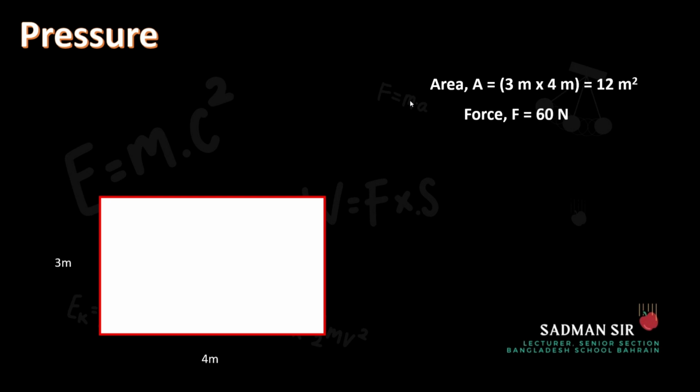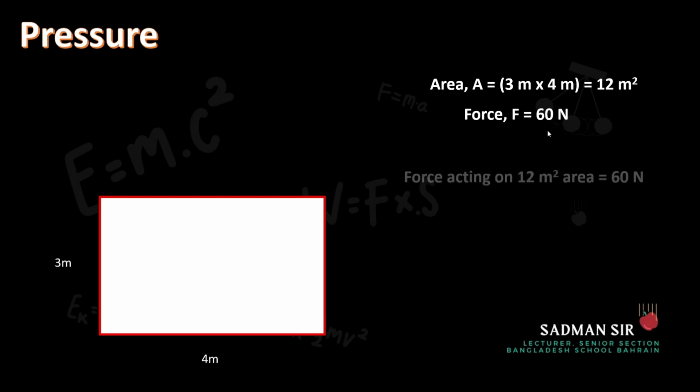Now the question might arise, why do we need force? Because if no force is being applied, then there will be no pressure. Force has to be there. Then when we divide it among the people or on the surface, that time we can call it pressure. Inshallah we will get to that. Just for now, let us accept that the area of this surface is 12 meter square and the force acting on this surface is 60 Newton.